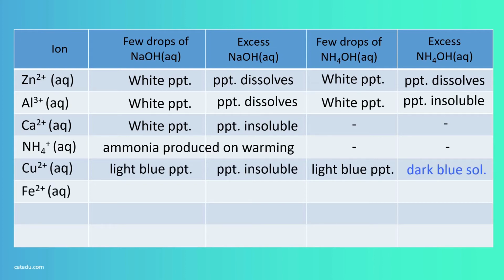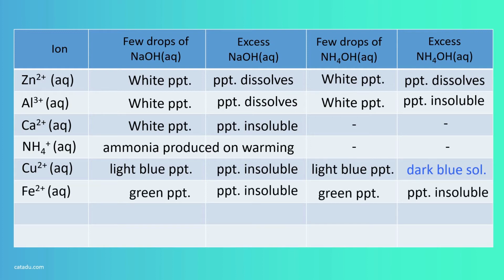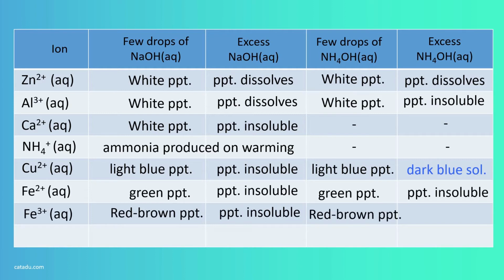Iron 2 ion, in few drops of sodium hydroxide, green precipitate. In excess insoluble. Similar for aqueous ammonia. Iron 3 ions, red brown precipitate. In excess sodium hydroxide, insoluble. Similar test for aqueous ammonia.